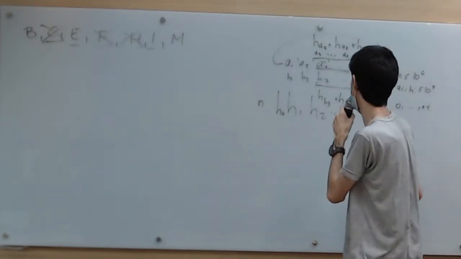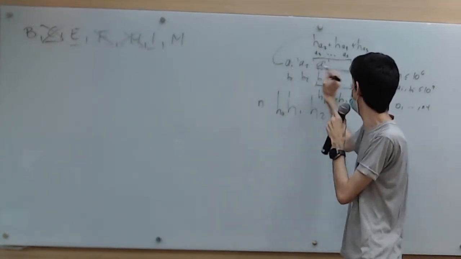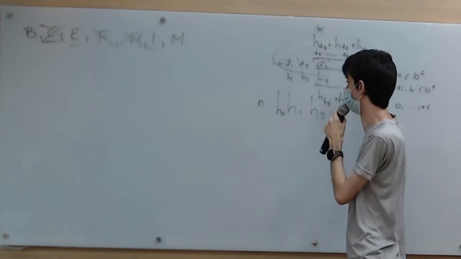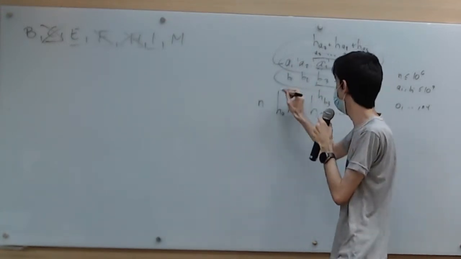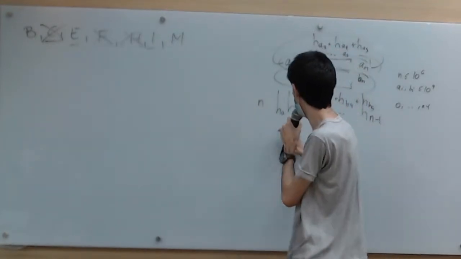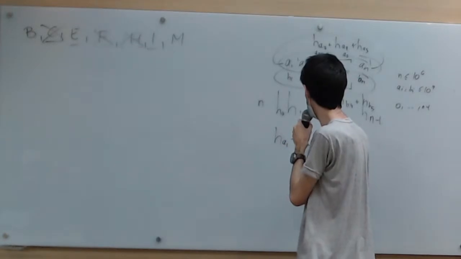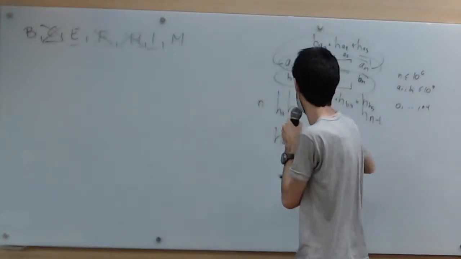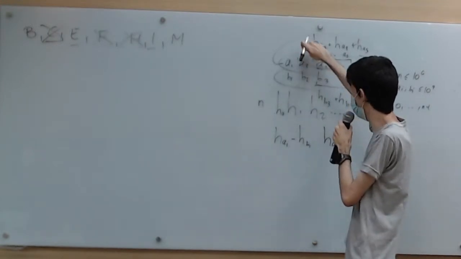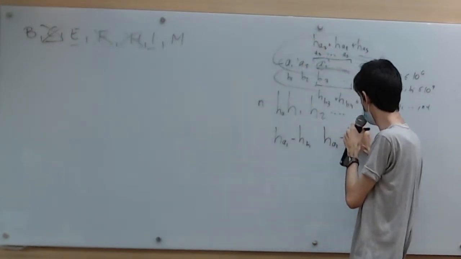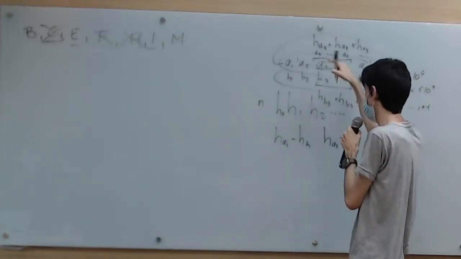Then what we're going to do is subtract the hashes from this array with the hashes from this array to generate a new array. The new array will be the hash of the first element of the first array minus the hash of the first element of the second array. Then the hash of the second element of the first array minus the hash of the second element in the second array, and so on.